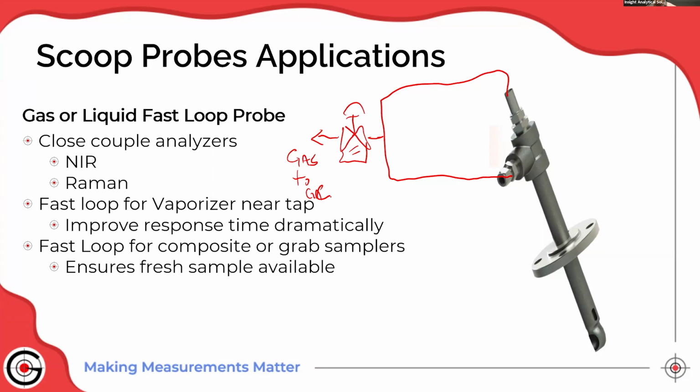It really improves response times. So a lot of times people can't get good control off of their process GCs because it just takes too long to get to the vaporizer. We've also used these for composite sampling and grab sampling to make sure we have fresh samples there all the time.